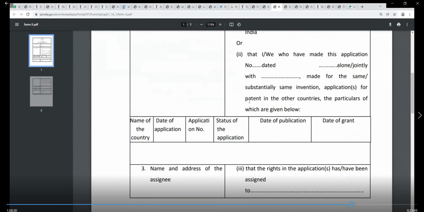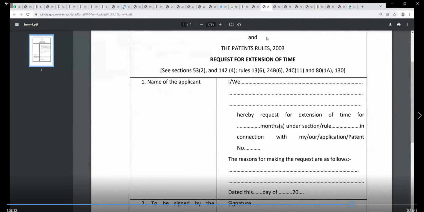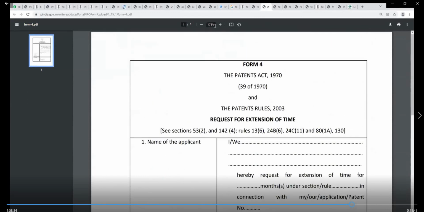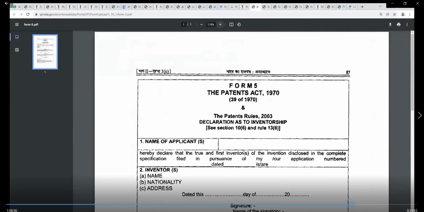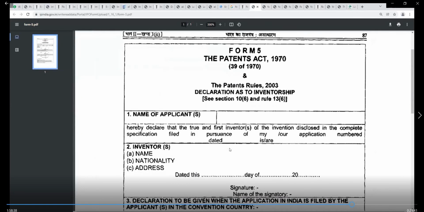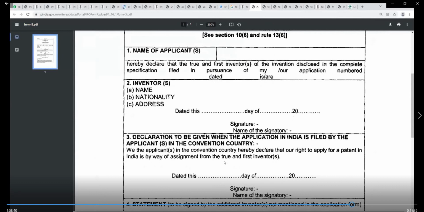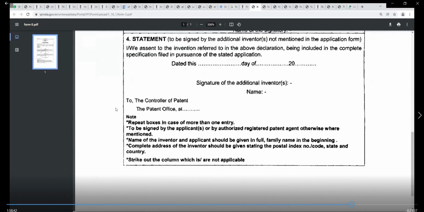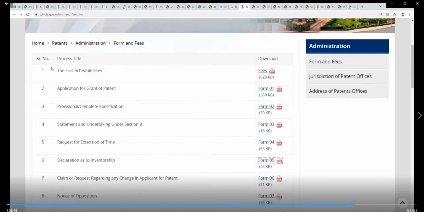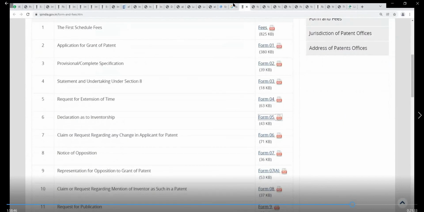Then the request for extension of time, the form 4. This is how form 5 looks like. The form 5 is the declaration for inventorship, that he is the true and first inventor of this invention. So these are the forms. This is the IP India website whereby everything is available over here.